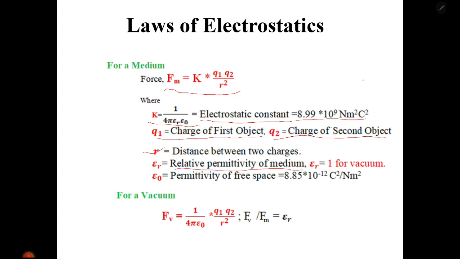For vacuum or air, epsilon r is equal to 1, and epsilon 0 is the permittivity of free space, which is equal to 8.85 into 10 raised to minus 12. If we consider vacuum, we can write epsilon r as 1, so the equation becomes 1 by 4 pi epsilon 0 into q1 q2 by r squared. Then if we take the ratio Fe by Fm, where Fe means force for vacuum and Fm means force for a medium, the ratio is equal to epsilon r, the relative permittivity of the medium.